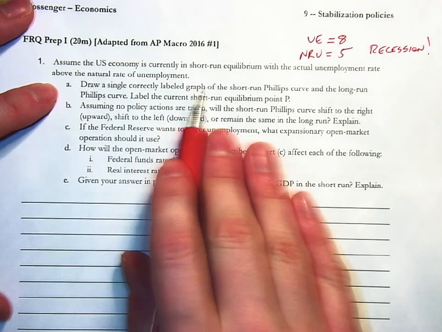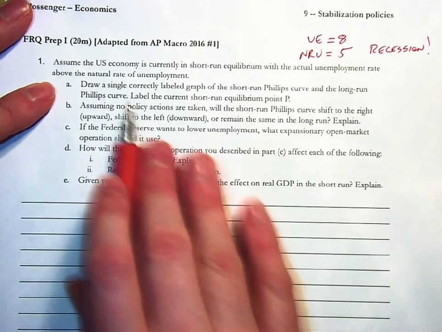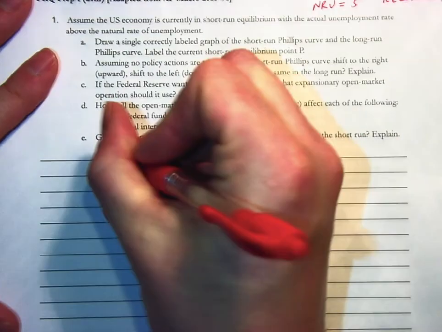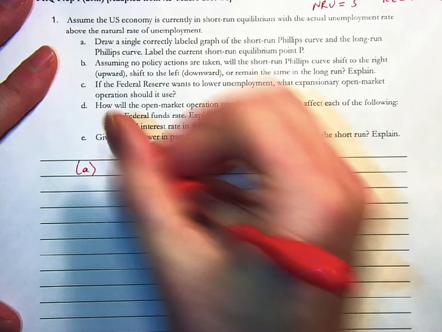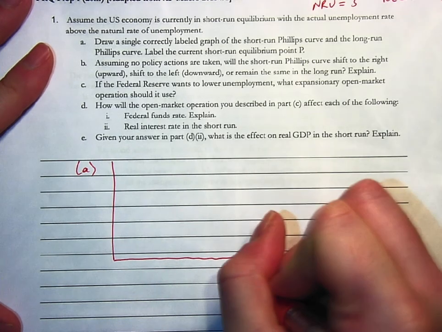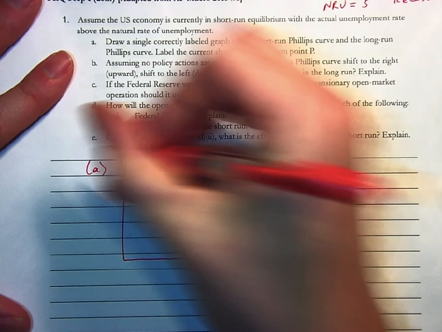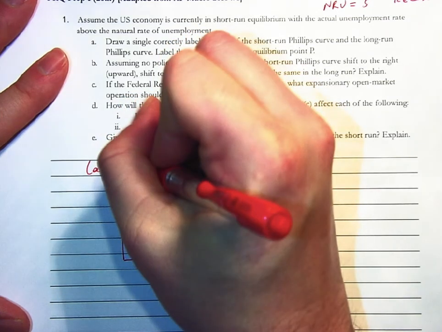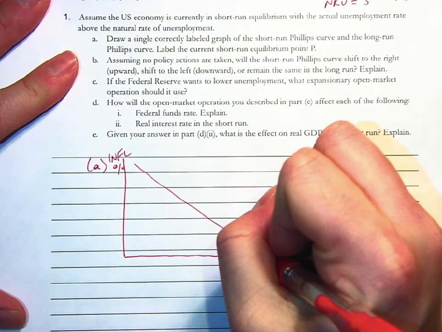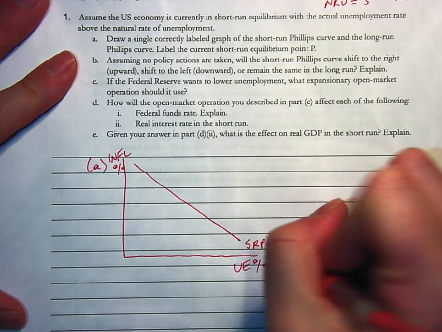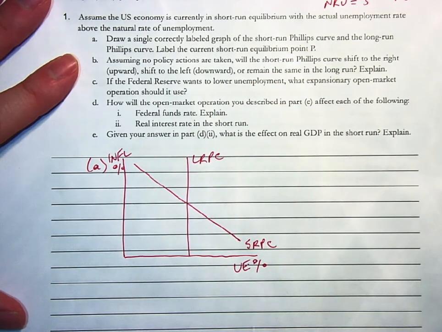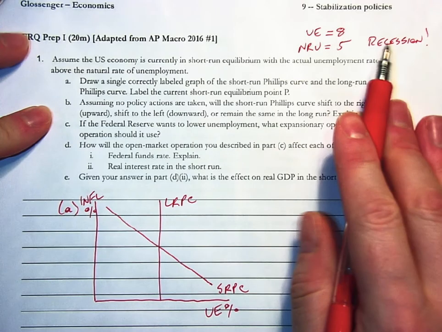Draw a single correctly labeled graph of the short run and the long run Phillips curve. Label the current short run equilibrium point as point P. Okay, so for part A, down, over, and this is unemployment percent and inflation percent, or we could say price level percent. And we're going to need a downward sloping SRPC and a vertical LRPC. And we need to put a point P that indicates a recession.